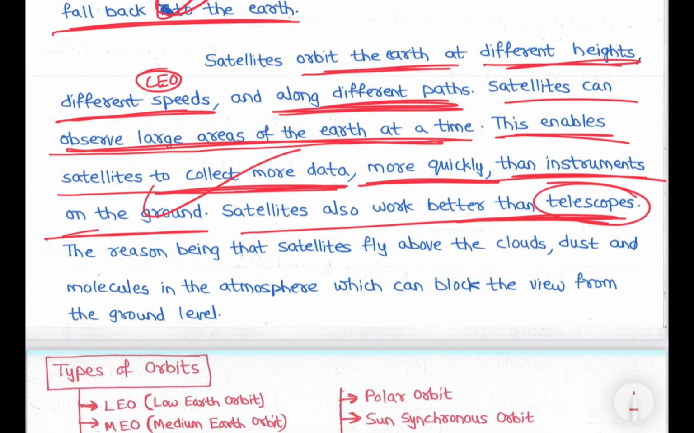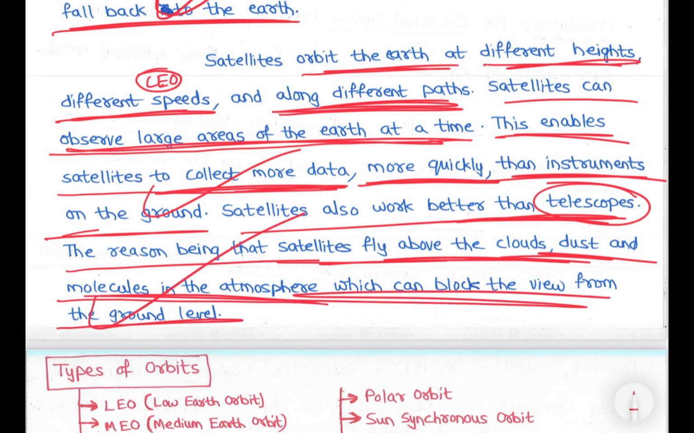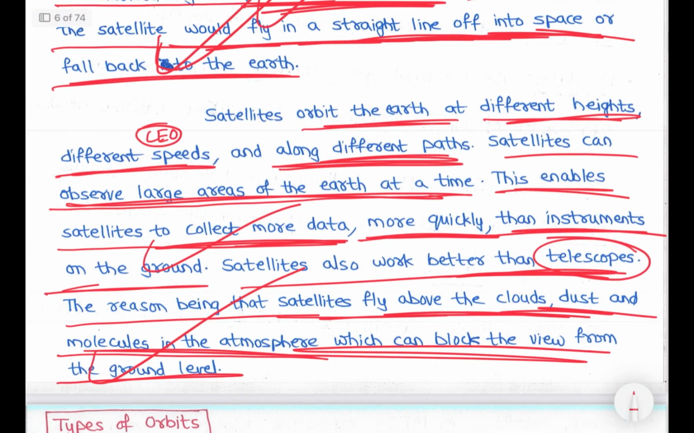If we go to space with the telescope and look from there, we can see other galaxies, other stars more properly, right? So that's the use. The reason being that satellites fly above the clouds, dust, and molecules in the atmosphere, which block the view from the ground level. So satellites overall will be studying, right? So will understand, जो भी इधर दिया हुआ है, all these things will be studying.